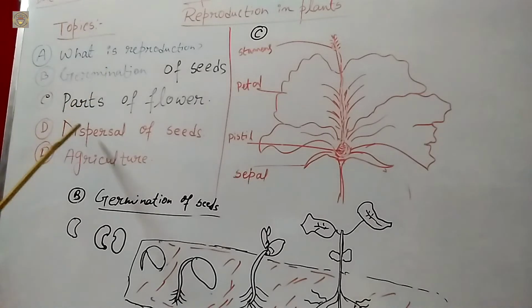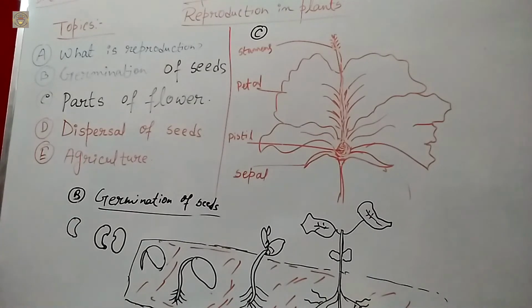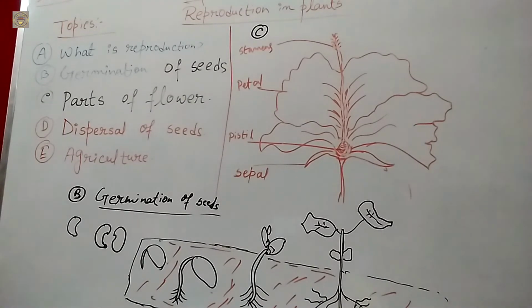Next is dispersal of seeds. Plants have adapted and found ways to ensure that their seeds travel and move away from each other. This process of seeds being spread over a large area is called dispersal of seeds.